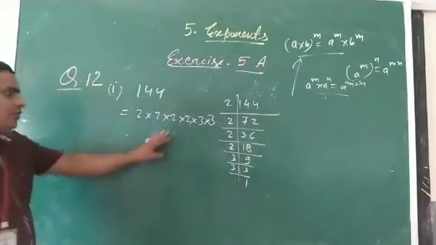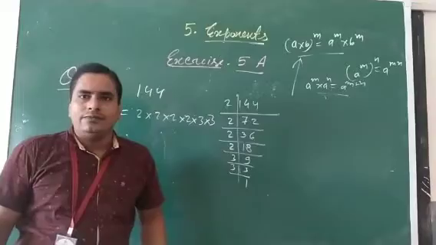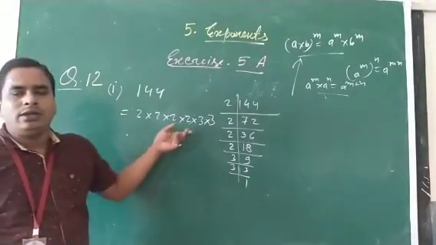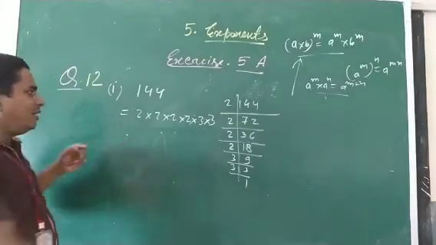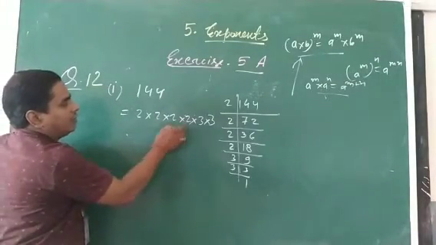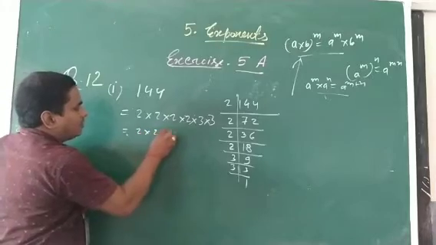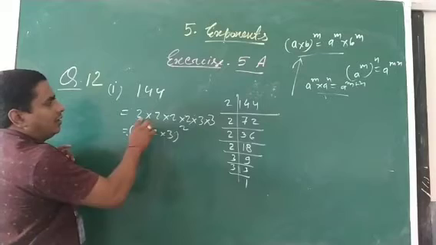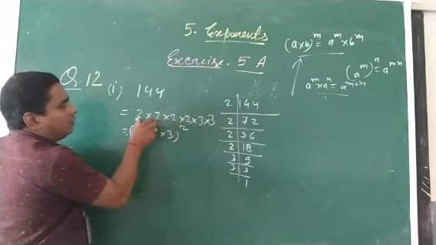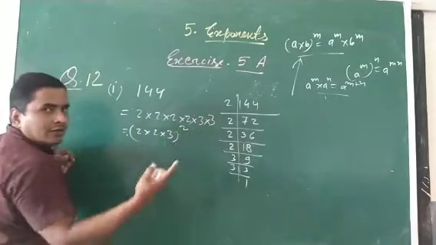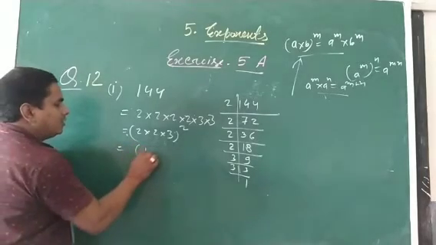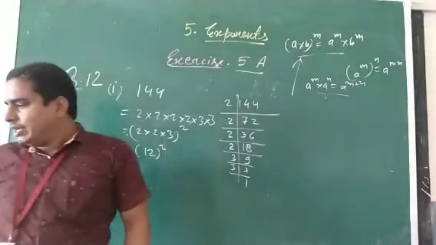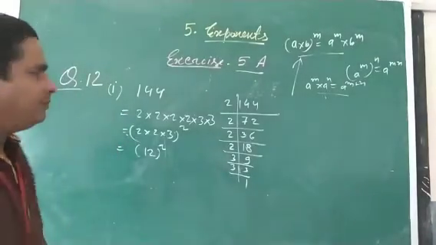So we have to write this as a square or a cube of a number. Here cube is not possible, square is possible. How? 2 to the 4, 3 is 12. 12 square. Here 2 into 2, 2 times, and here 3, 2 times. So you can write this as 12 square. Okay, friends, then the last question we will proceed.